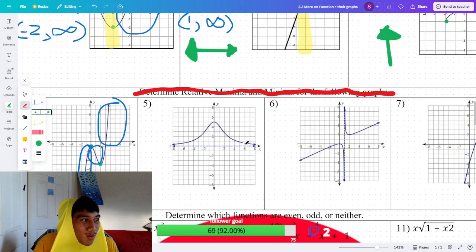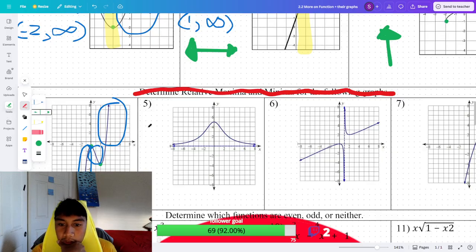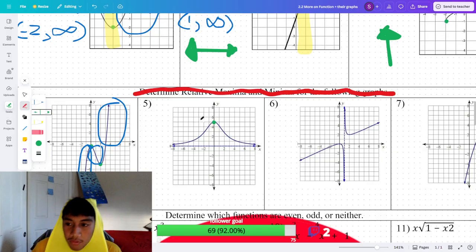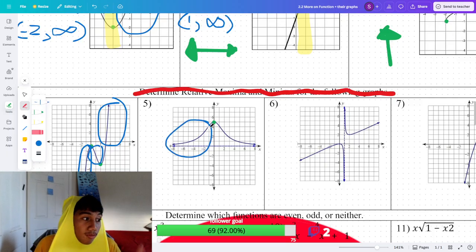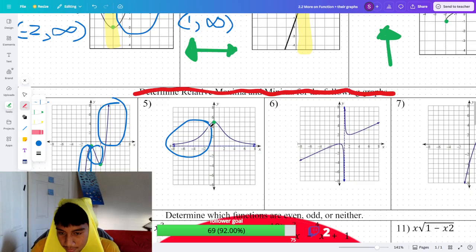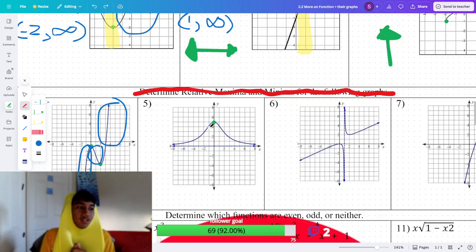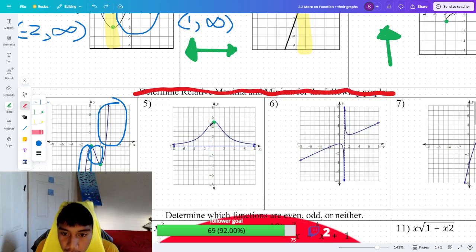Problem number 5. This one looks pretty easy. There's only 2 parts of the graph. It just looks a little different. This part of the graph looks pretty easy. There's only 2 sides of it. So we can still read from left to right. I notice it's going from negative. Nope. It's actually going from positive infinity. Oh my gosh.